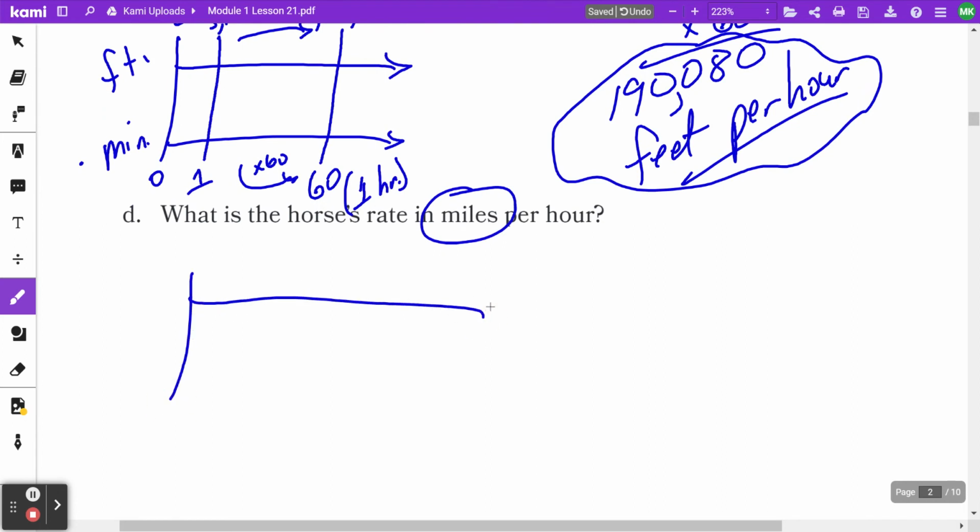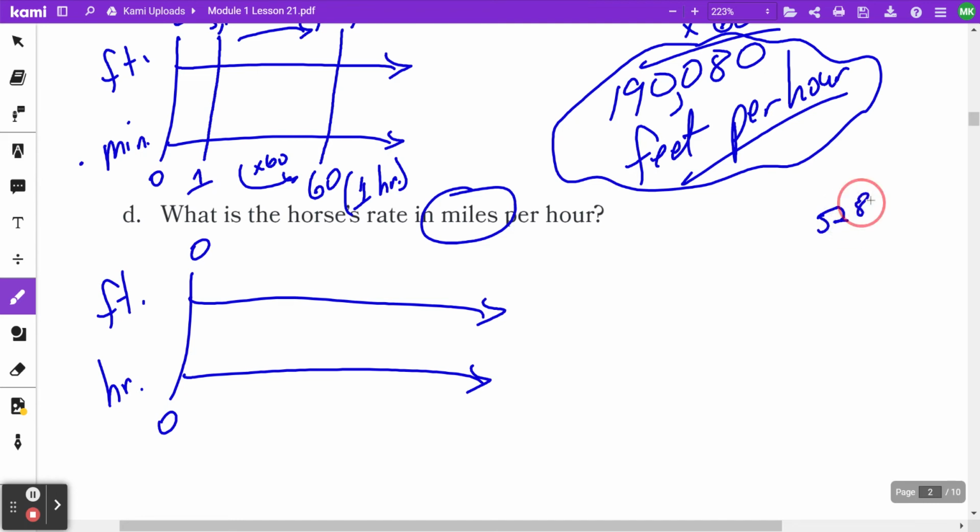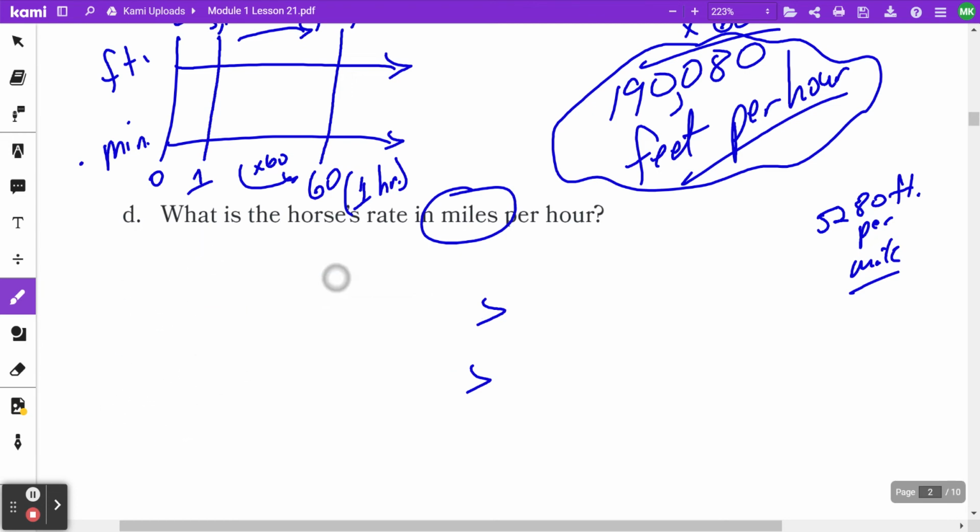Why not? Let's continue with the old double number line. I'm having a little bit of fun with this. There's feet per hour, right? And I have all these feet and I need to convert. What's my magic number here? Well, my conversion number is 5,280 feet per mile, right? So 5,280 feet per mile. You know what? I'm not going to do a double number line. I'm going to do a ratio chart. This seems to be working out better.